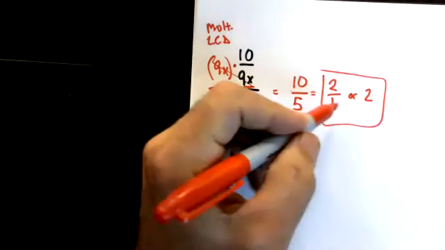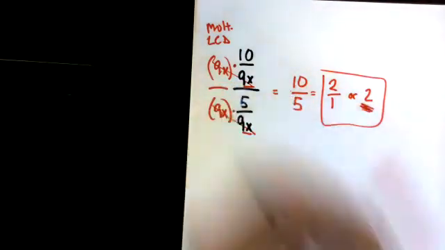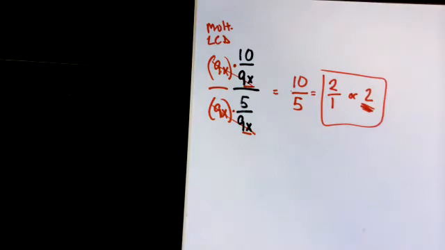Now, when you have a number over 1, you can leave it over 1. I think I would actually prefer you to just write it as a regular whole number, but technically both are right. I know my math lab would rather the whole number answer.